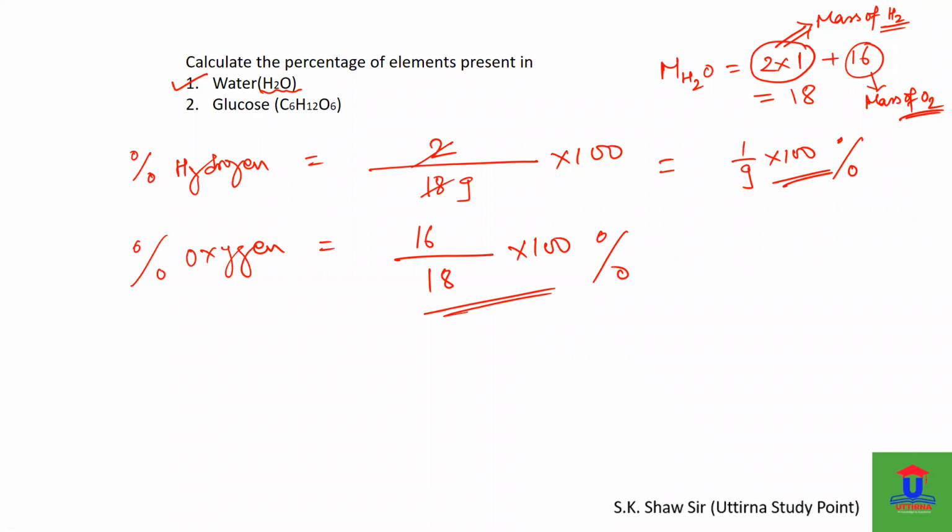So next your task is to solve this one, but not now. For glucose, you have to calculate the mass percentage of carbon, hydrogen and oxygen. Do it at home, okay? And send me the answer in the group, everyone. Just in picture format, in one page. Is it clear?